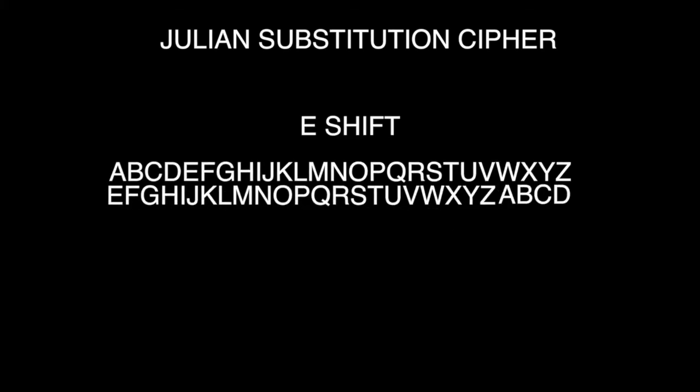The next major breakthrough in cryptography was the Julian substitution cipher, which Julius Caesar used to send secret messages to his troops. The general idea is that the cipher alphabet would be in the same order as the normal alphabet, just starting with a different letter. For example, if you wanted to do an E shift, the alphabet would start with E and then wrap around to A once it reaches Z, as you can see on the picture on the screen.